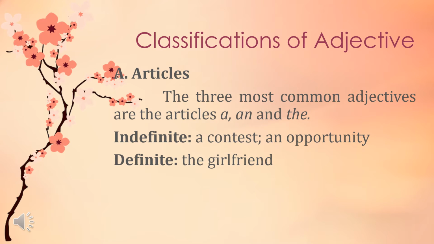Now let's proceed to the classifications of adjective. And honestly, we have 6 classifications of adjective. Let's begin with the articles. The 3 most common adjectives are the articles, such as a, an, and the. In indefinite, we can say, in this phrase, a contest, an opportunity, we have a and an as an article.